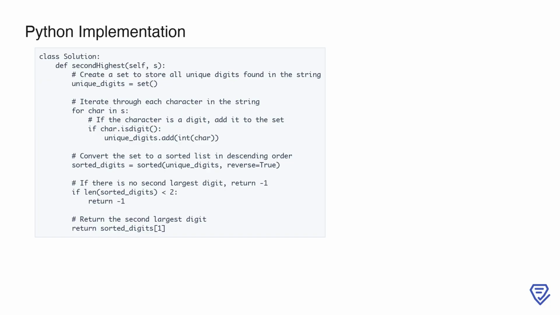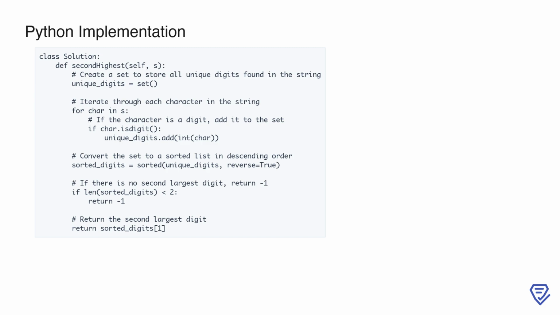Once all characters have been processed, the unique digits are converted into a sorted list in descending order. This is done using Python's sorted function with the reverse equals True parameter. The digits are now arranged from the largest to the smallest.